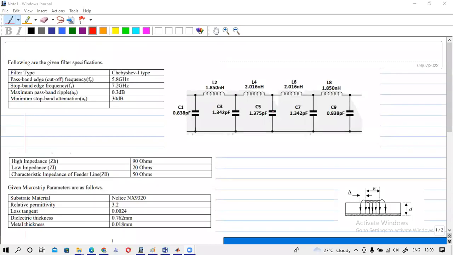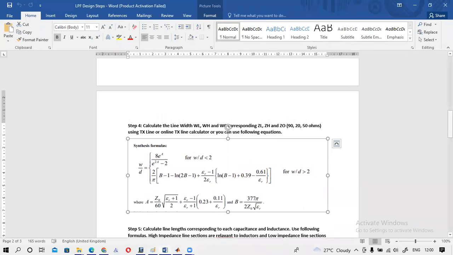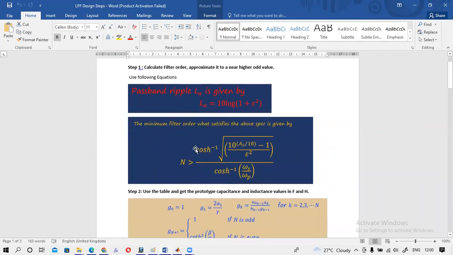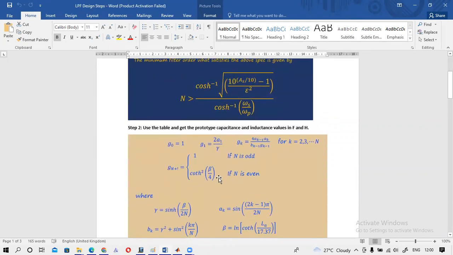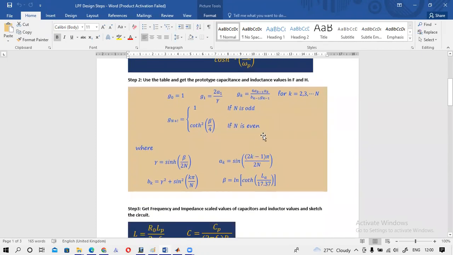Hello, student. So we have got our ladder circuit, which consists of capacitors and inductors. We have calculated those values using those three steps. First we calculated the filter order. Then we calculated the prototype capacitance and inductance values using the table or using this equation.